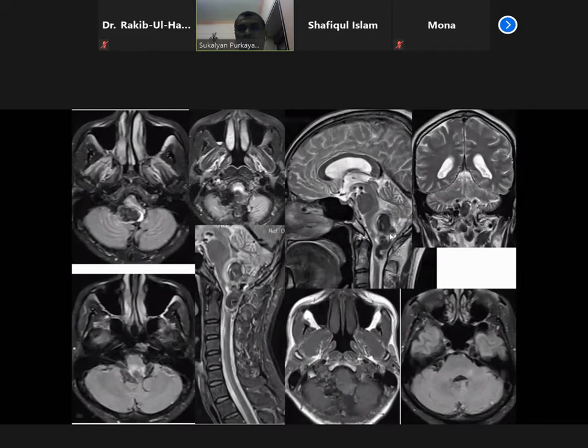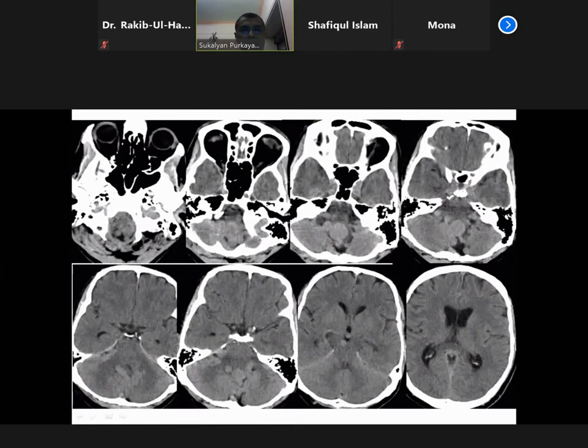So obviously you can see that there's a large flow void in this area. So obviously you know that you are dealing with some sort of a fistula in this area because this is completely extra-axial, compressing the medulla quite badly with edema, and that's why he is symptomatic. And this is the CT scan he had done in another hospital. And this is the DSA.